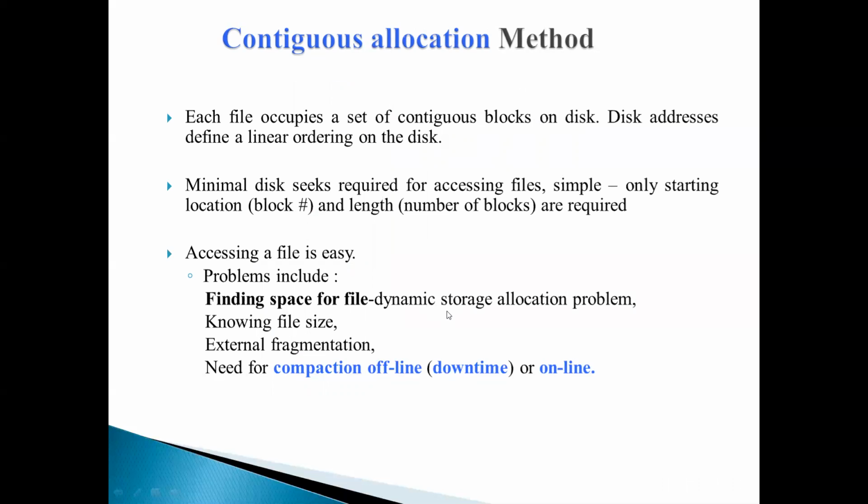Given that you get a request of size n, how to satisfy a request of size n from a list of free holes. So we previously learned that we have two strategies, first fit and best fit. They are the common strategies used to select a free hole from the list of available free holes. You may get many free holes on the disk. So which hole will you allocate to satisfy this request? That is called the dynamic storage allocation problem.